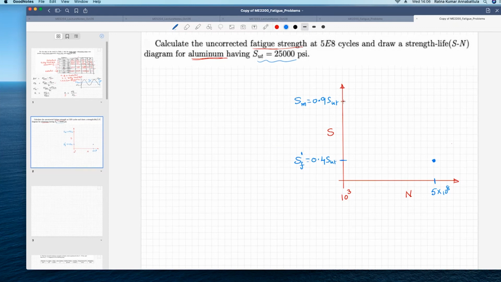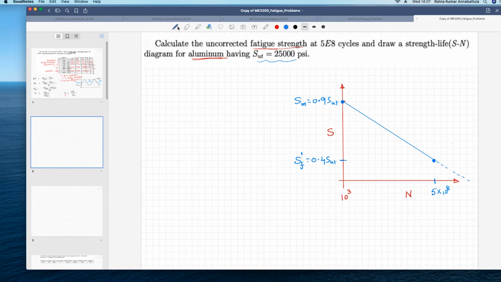So what we are basically trying to say is that on our SN diagram, there are 2 points that we found out. This is one point, this is another point. And if you plot this in log scale, it looks something like that. Of course, this is not going to flatten out, it is going to continue like that. But we got these 2 points.